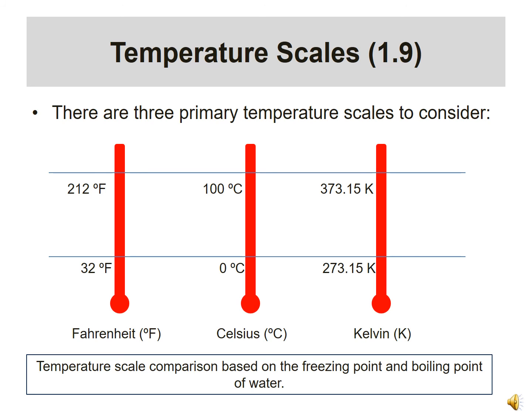Slightly different topic, temperature scales. Well, considerably different topic. Three primary temperature scales we look at. Which one is the SI? That's right, the Kelvin. I'll just assume you said that. The blue line on the bottom represents the freezing point of water. The blue line on the top represents the boiling point of water.